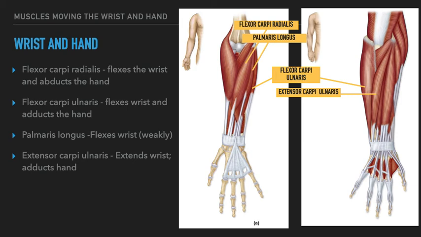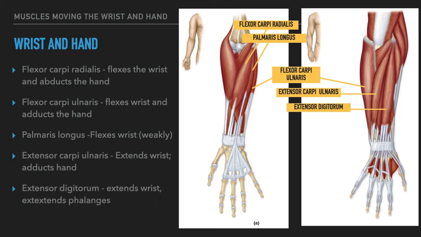Next is the extensor carpi ulnaris. This is going to extend the wrist when it contracts as well as adduct the hand. The origin is the lateral epicondyle of the humerus, like many of these muscles. It also originates a little bit from the ulna, the posterior border of the ulna, and it inserts at the base of metacarpal 5.